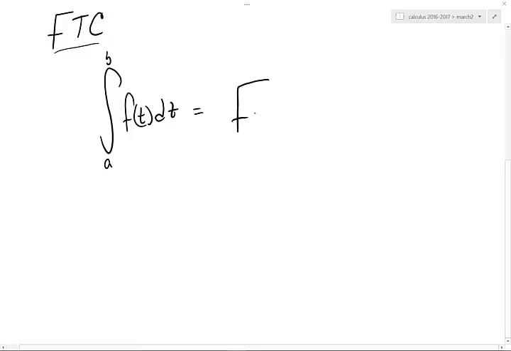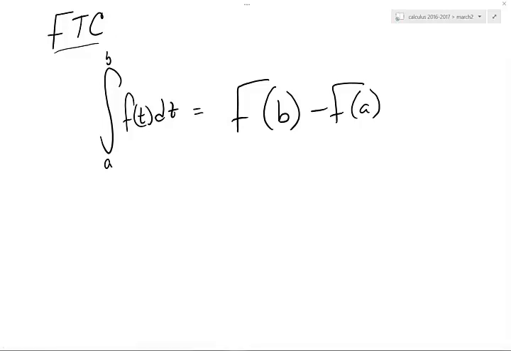And what does cap F mean? The antiderivative. That's right. Or the indefinite integral, yes? But it is the antiderivative evaluated at b minus the antiderivative evaluated at a. And that's literally what we talked about yesterday. And it gets no harder than that in theory. In practice, it gets much harder.